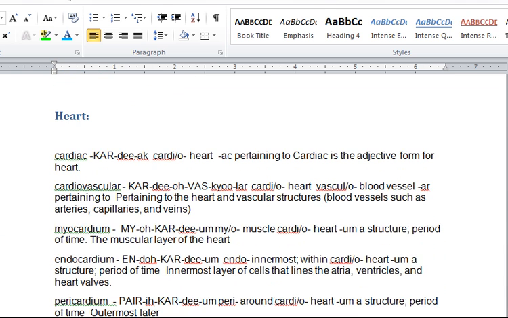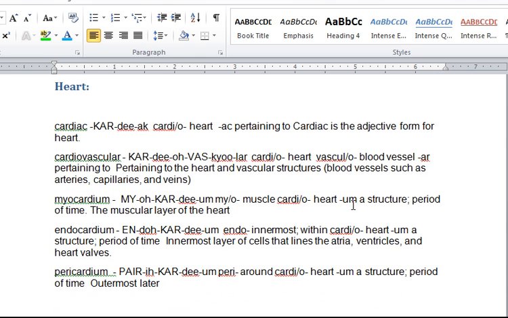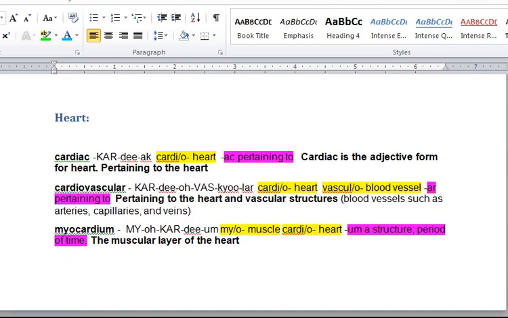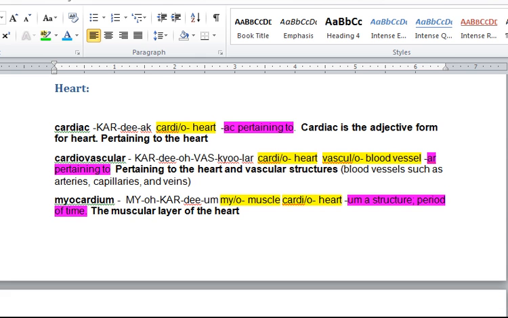The next thing that I do is go through and do a quick job getting information into the study guide. So I might put the pronunciation, then the word elements and the definition, and I get them all in there. The next thing that I do is go through and start studying.